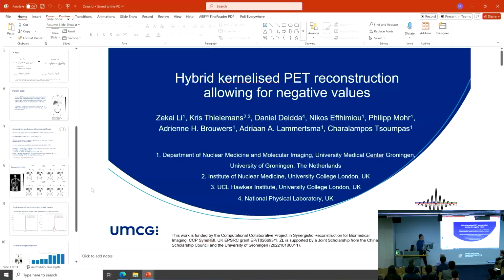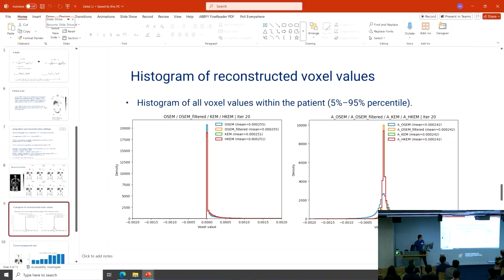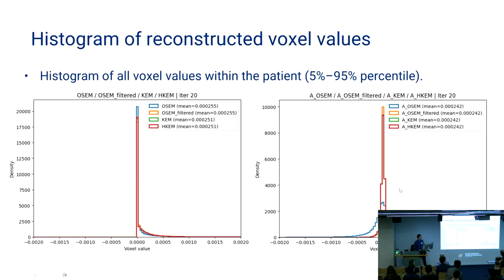You showed the histogram with the negative values, and what else can we gain, or what kind of information can we derive from these negative values?